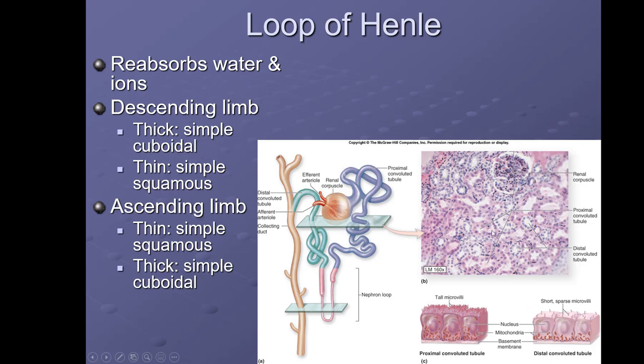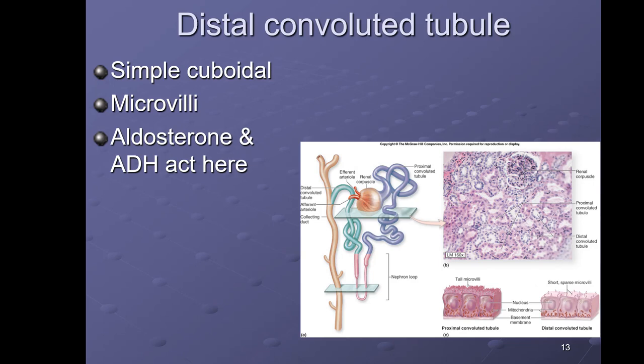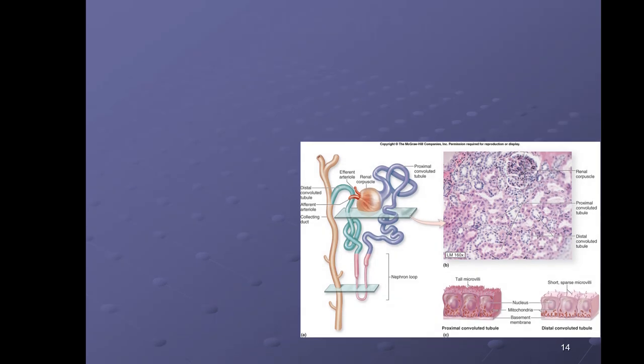Here's another good microscope slide of the kidneys showing the simple cuboidal epithelium of the tubules and the glomerulus, or the renal corpuscle. Distal convoluted tubule, very similar to the proximal convoluted tubule, simple cuboidal with microvilli. You do have fluid regulatory hormones working here. Remember, aldosterone and ADH help your body retain fluid, so they work on the kidneys. They work mainly on the distal convoluted tubule and also the collecting duct.